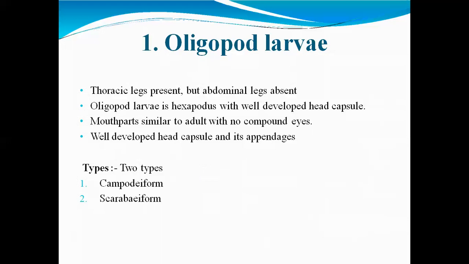Next, oligopod larva is hexapodous with a well developed head capsule. In oligopod larva, the head capsule is well developed and the larva is hexapodous.